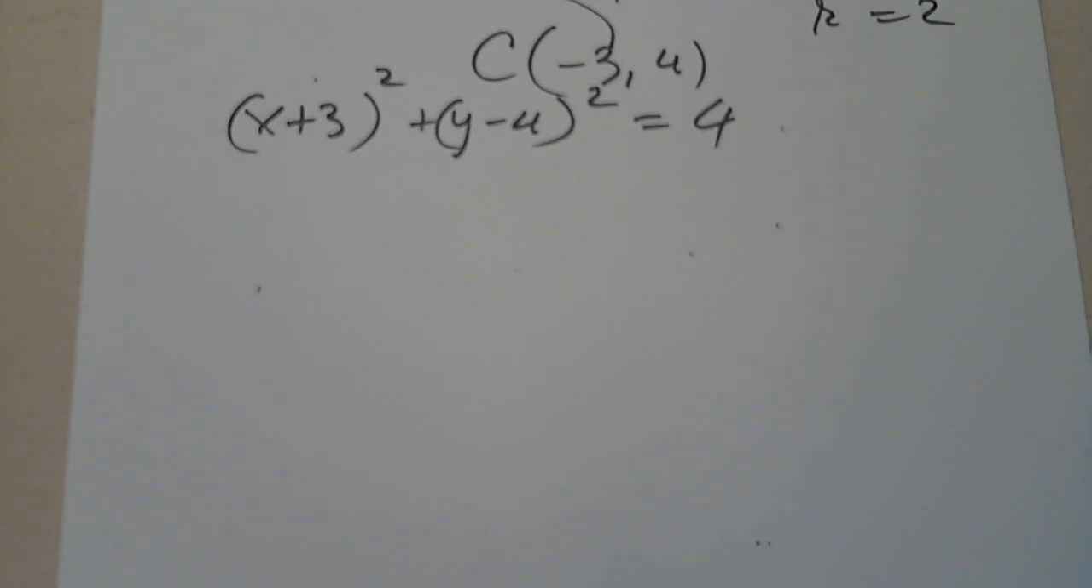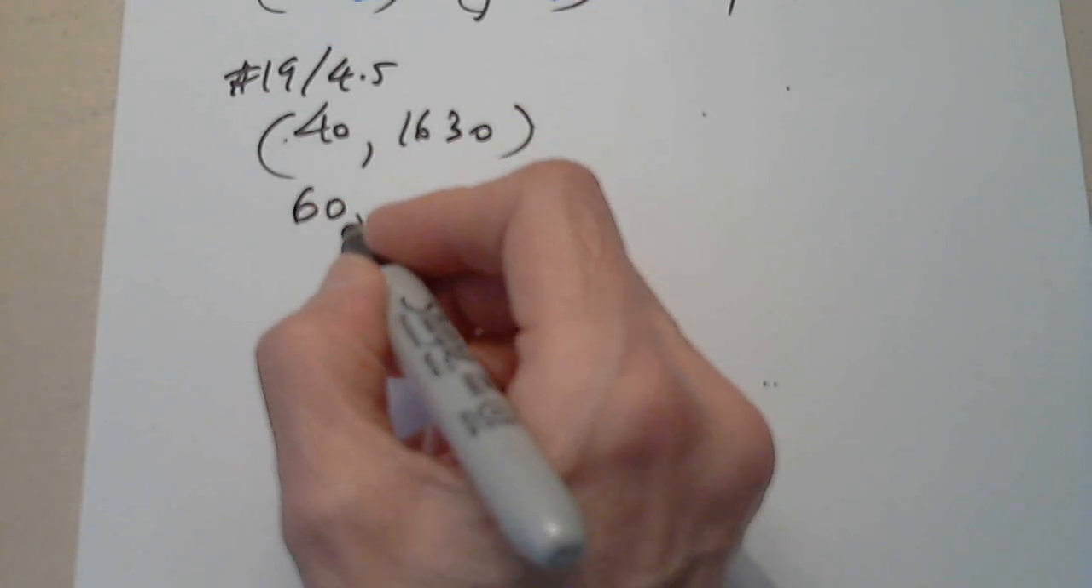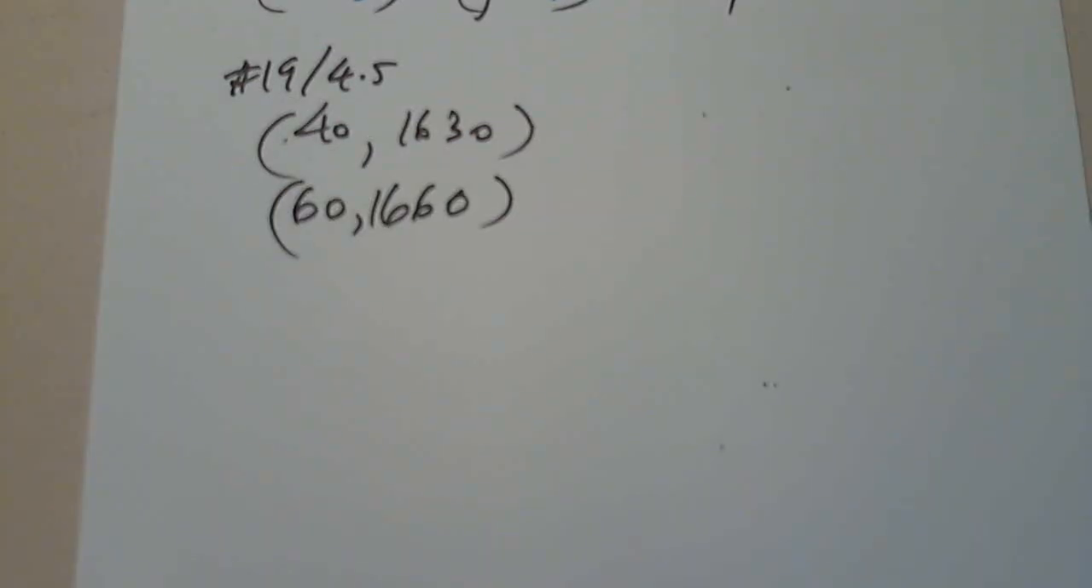Then, part B. Is there a part B? Oh, continue. Plot the ordered pairs 40, 1630, and 60, because we do have another one. If 60 packages are shipped during a month, the total expense is this. So we have two ordered pairs, and this is problem 19 in 4.5: 40, 1630, and the other ordered pair is 60, 1660. Good. So they want us to look at these three graphs and see which one has these points.